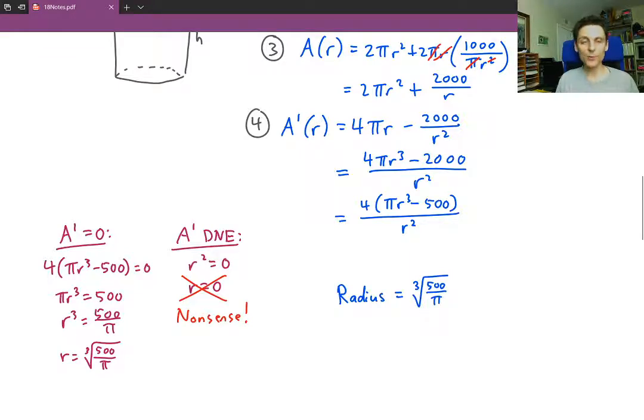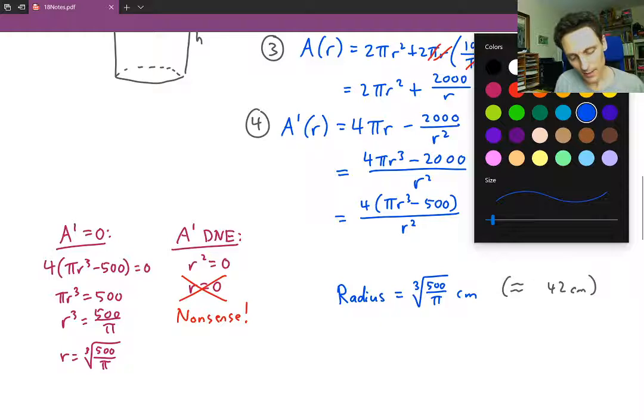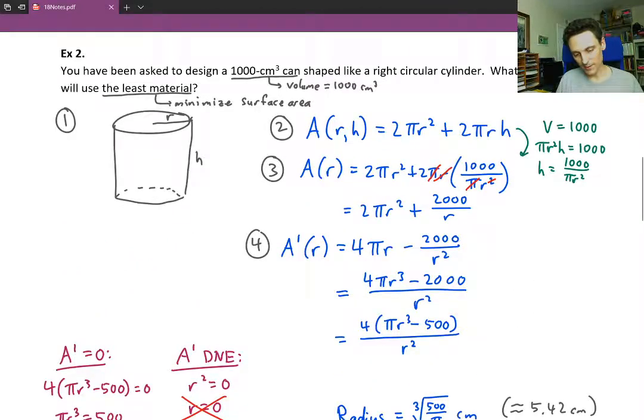So the radius is the cube root of 500 over pi, whatever that number is. That's in centimeters. It turns out to be approximately 5.42 centimeters. But the problem asks for dimensions, plural. So that means not only the radius, but also the height. Now to get the height from the radius, we have this nice equation that we set up. Height is 1,000 over pi r squared. So if we can plug in the r into that, we'll be able to get the corresponding height.